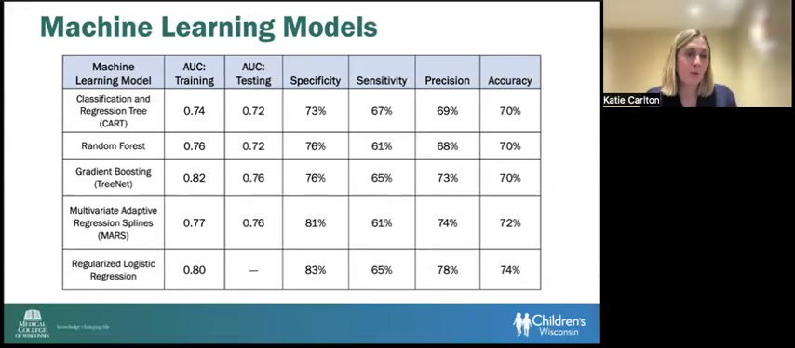Performance of the random forest, TreeNet, MARS, and regularized logistic regression models produce similar results to the CART model, but with a little bit higher AUC values based on the training cohort and specificity values, but lower sensitivity overall.